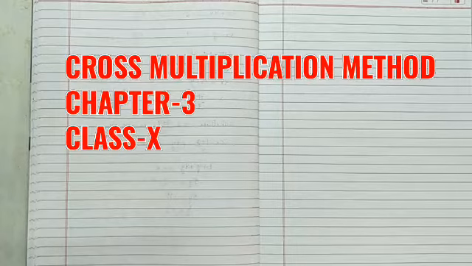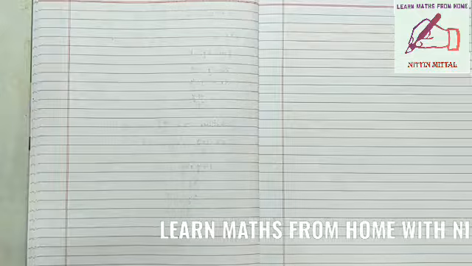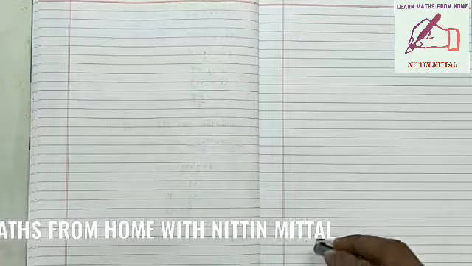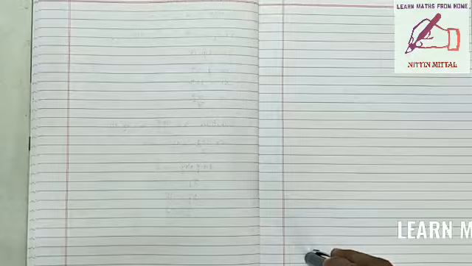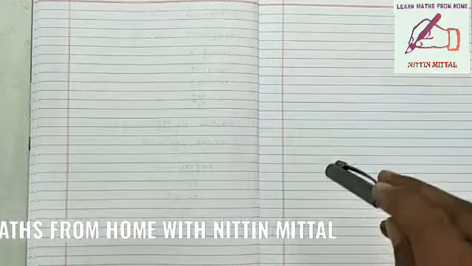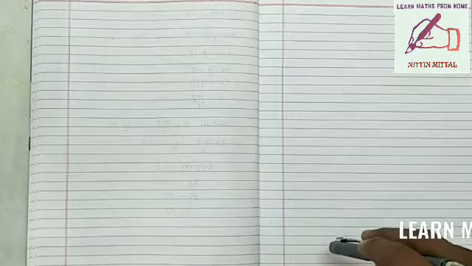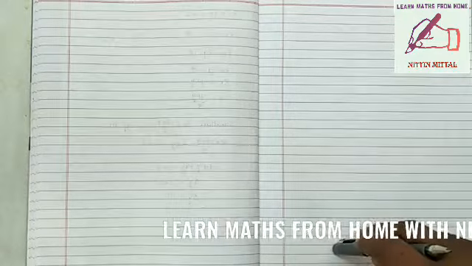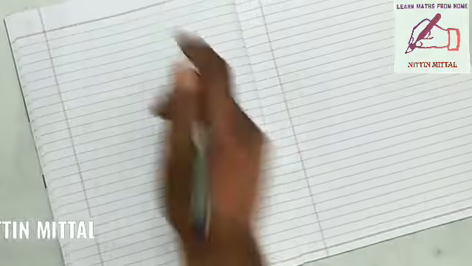Students, today we are going to do the cross multiplication method to find the common solution for a pair of linear equations in two variables. As in the previous video I taught you the elimination method, and now we are going to do the cross multiplication method. Now for this, let me take help of one example.